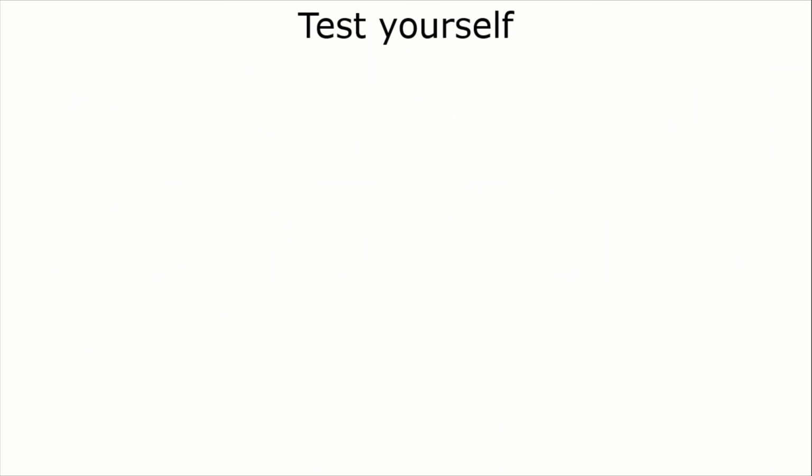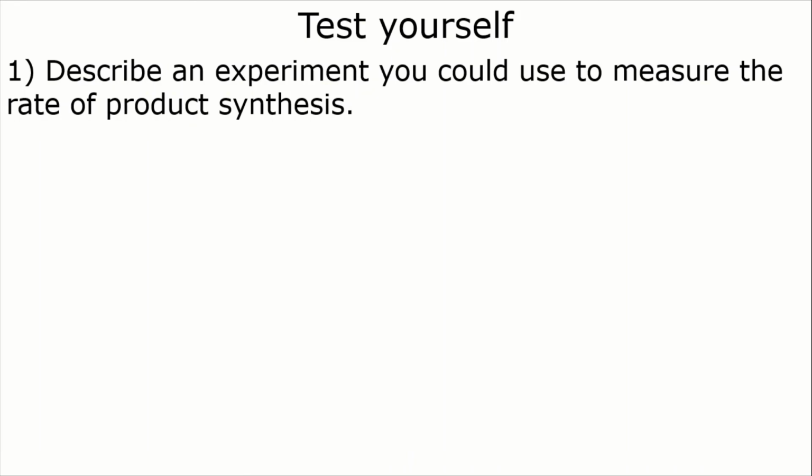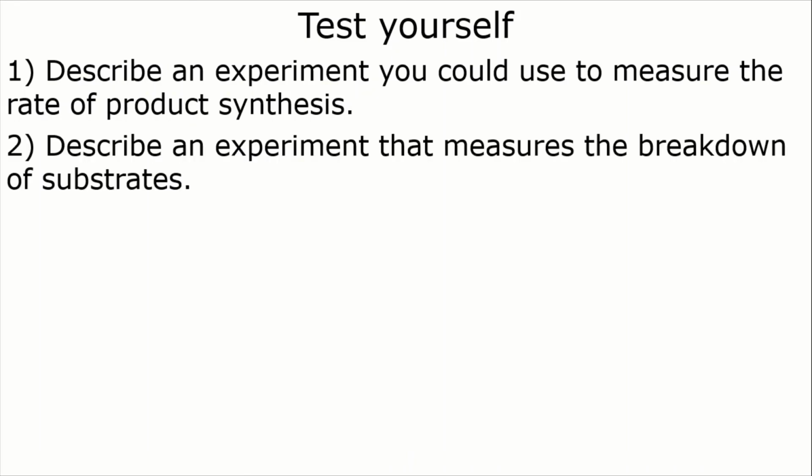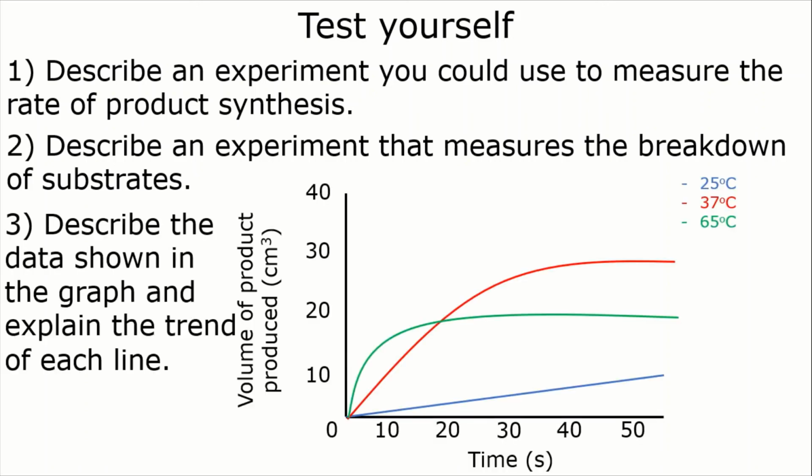So now that we've learnt this information, it's important to go back, make sure you understand what's being explained completely, and then do the following test questions. So number 1, describe an experiment you could use to measure the rate of product synthesis. Number 2, describe an experiment that measures the breakdown of substrates. Try and do these questions without referring back to your notes and seeing that you've fully understood how these experiments take place. And number 3, describe the data shown in the graph and explain the trend of each line.